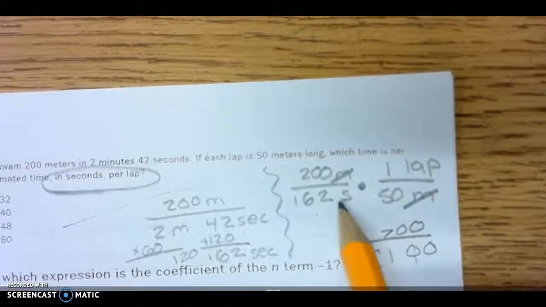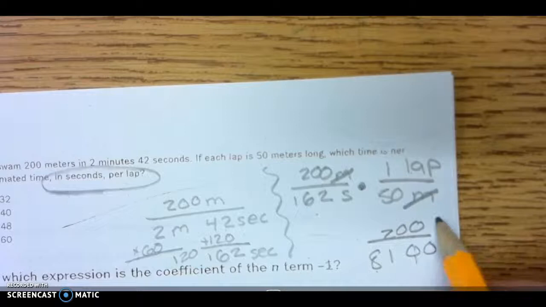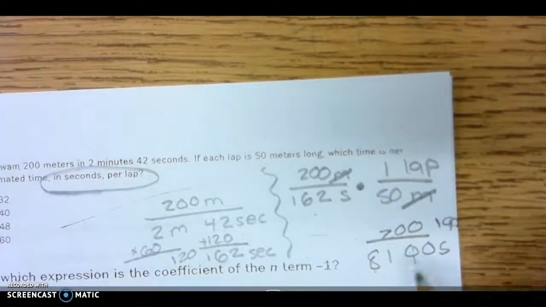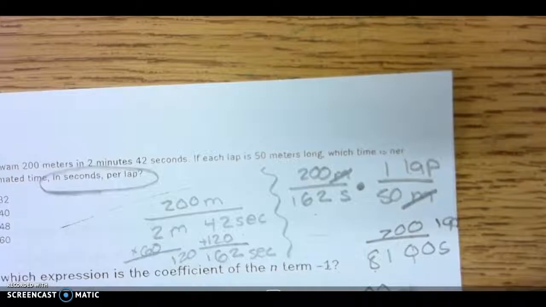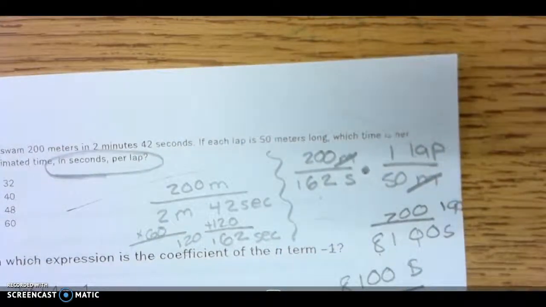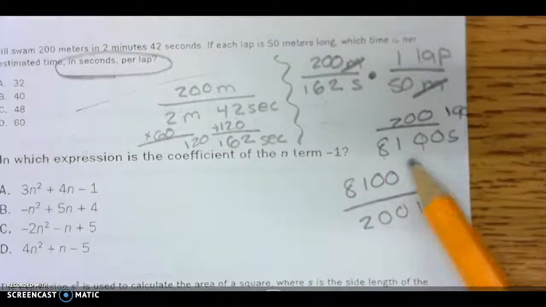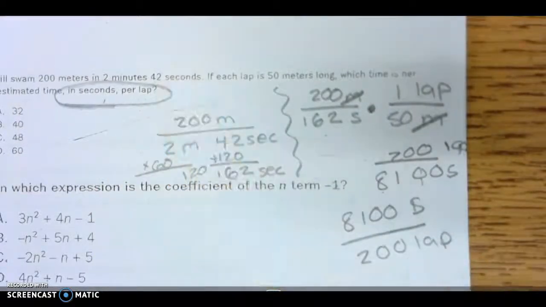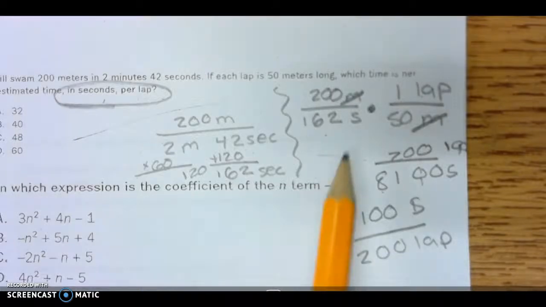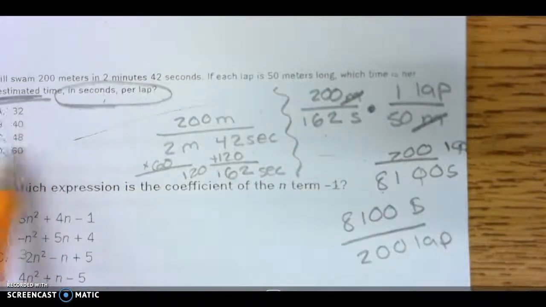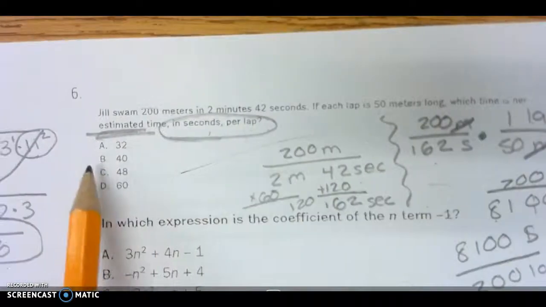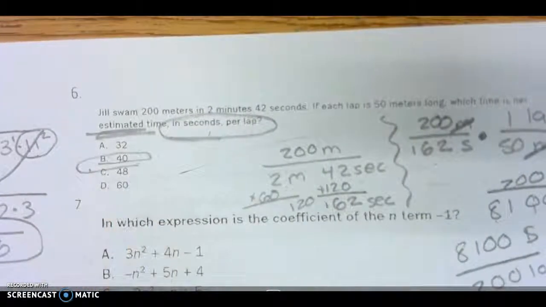To fix this, we want seconds on the top, right? And right now we've got seconds and laps. So I'm just going to go ahead and flip this fraction. So seconds is on top of laps. And then I'm going to do the division. Okay? So what I did is I flipped this because this says seconds per lap. So seconds should be on top. So I'm going to divide that. And I get 40.1. So since we are doing an estimated time, the estimated time is going to be whatever is closest to 40.1, which is definitely 40.